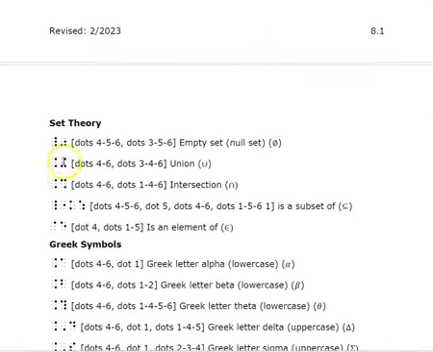Set theory. So 1, 2, or 4, 5, 6, and a lower J is the empty or null set, a 0 with a slash through it. 4, 6, and then an ING, which is 3, 4, 6, is union, which in print looks like a U. Then a 4, 6, and a SH is called an intersection.